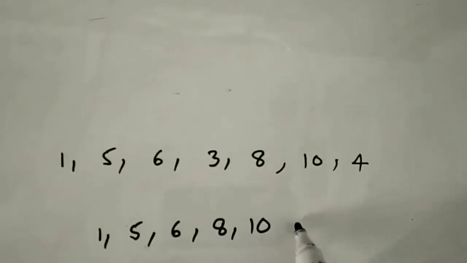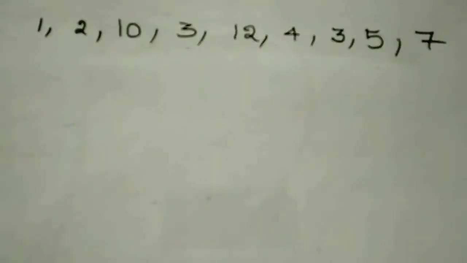This is the longest increasing subsequence because here 1 is the starting element, so there is no previous element. I am moving on to the next, and 5 is greater than the previous element, that is 1, and 6 is greater than 5, 8 is greater than 6 and 10 is greater than 8. So this is the longest increasing subsequence. So we will take another example and let us see how to identify such a sequence.